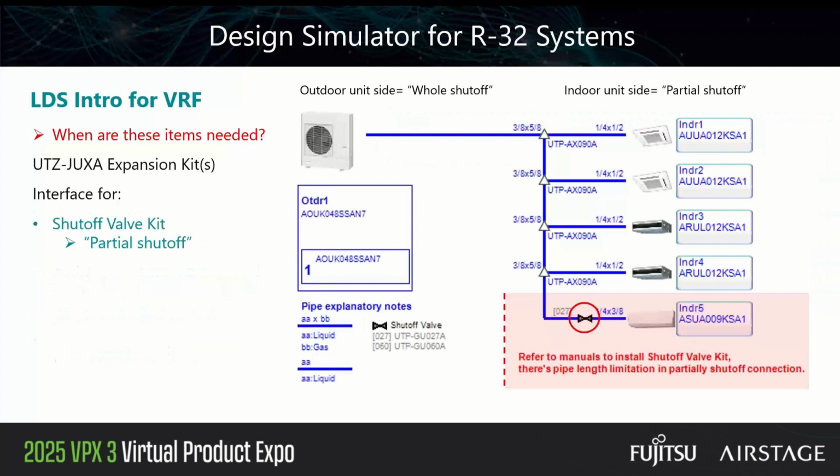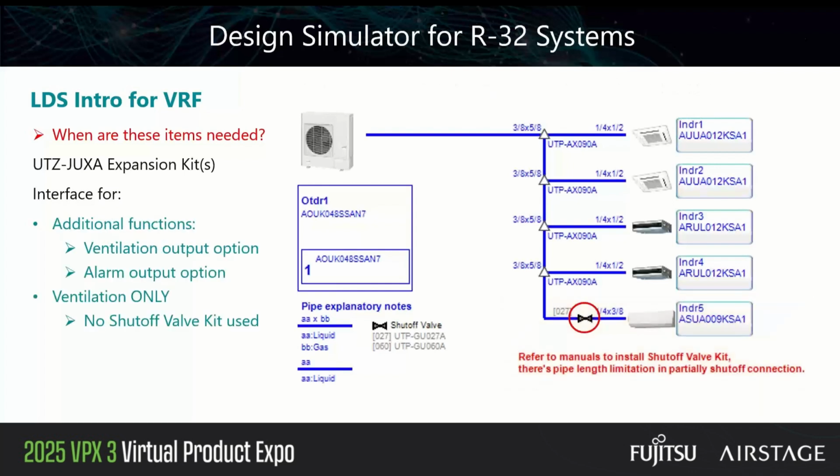So the expansion kit is an interface for the shutoff valve when it's a partial shutoff. So again, we saw the whole shutoff that we had on the quote outdoor unit side, but on the indoor unit side, which is what we have here, this is a partial shutoff. So again, upon a leak event, if this valve closes, the refrigerant charge is isolated to the liquid and vapor lines, the quantity of refrigerant downstream of the shutoff valve to include the indoor unit. So a significant reduction in the releasable charge.